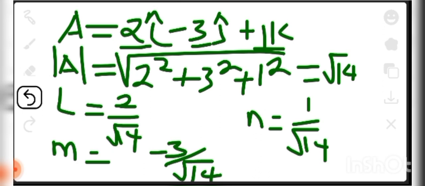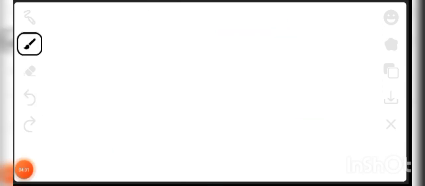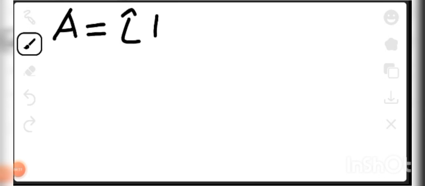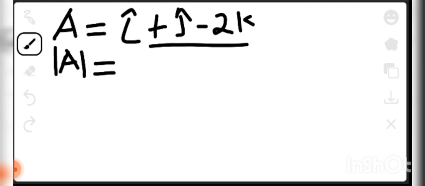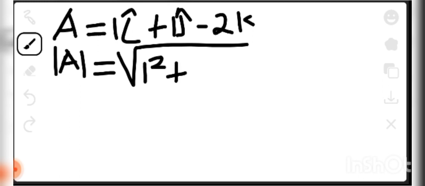Let me look at just one more example. Now let's look at the direction cosine of the vector A equal to i plus j minus 2k. What is the direction cosine of this vector? Now look at it. First thing, you get the magnitude of A. That's the first thing you do, which is the square root of, coefficient of i is 1, j is 1. So let's do coefficient of i squared plus coefficient of j squared.